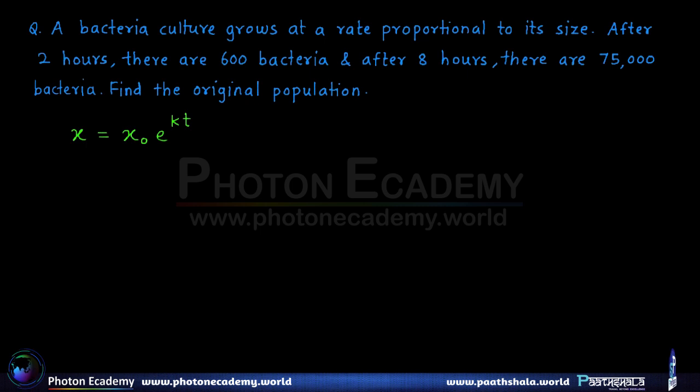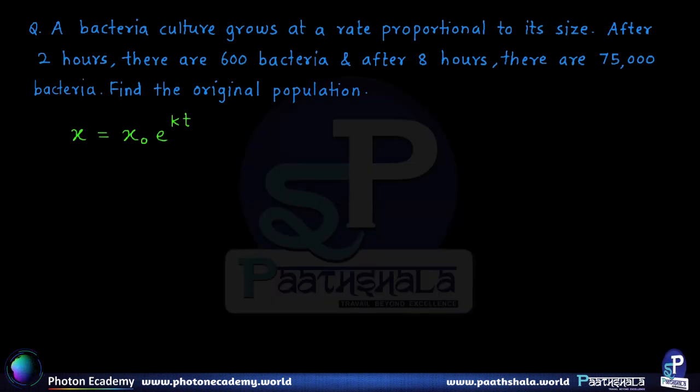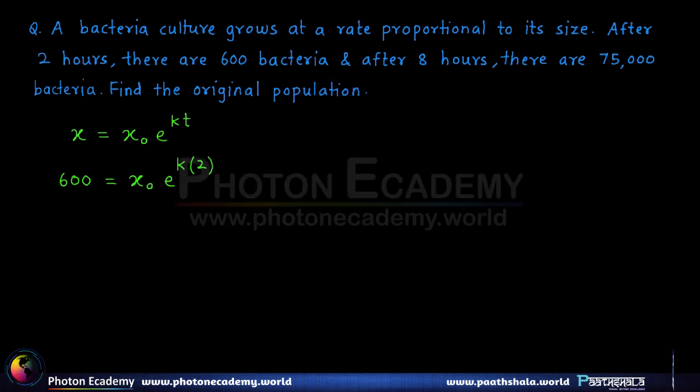Now it's given that from the start, after 2 hours have been elapsed, the bacteria population grows to 600. So therefore we can write 600 is equal to x0 into e raised to k into 2, because here t is 2 hours. So in other words, we can write 600 is equal to x0 into e raised to 2k, just to make it look straightforward. So this is the first condition.